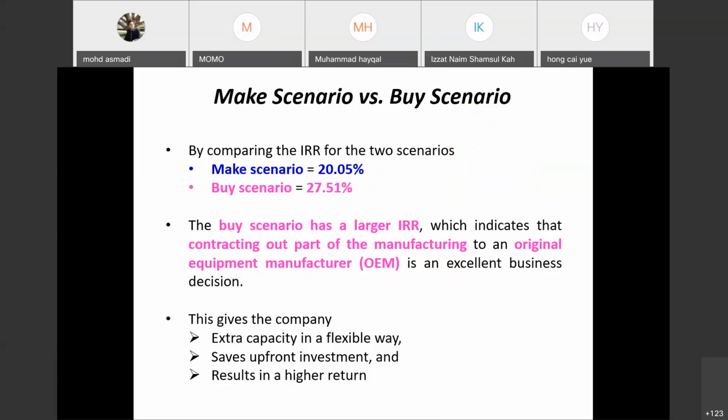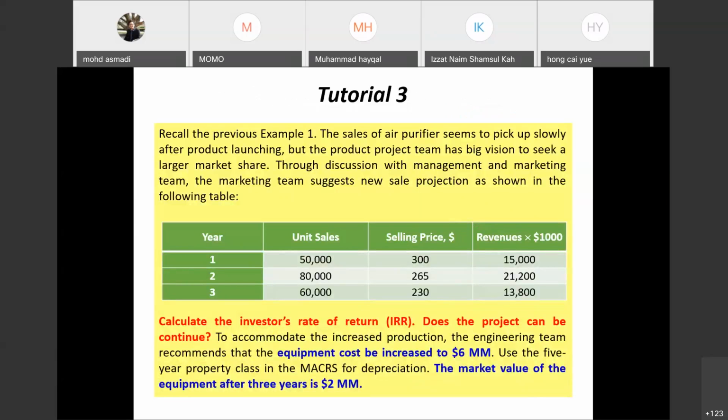So they have about 25 minutes. Can you do this one? I think you already have tutorials like the previous ones. Recall the previous example 1. The sales of the air purifier seem to pick up slowly after product launching, but the project team has a big vision to seek a larger market share. Sorry, I did not share this one with you, I just made this tutorial. Through discussion with the management team and marketing team, the marketing team suggests a new sales projection as shown in the following tables.